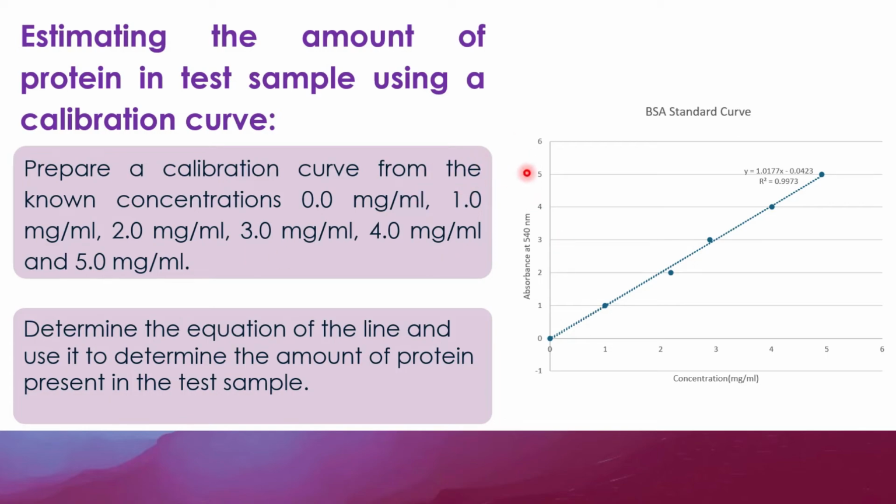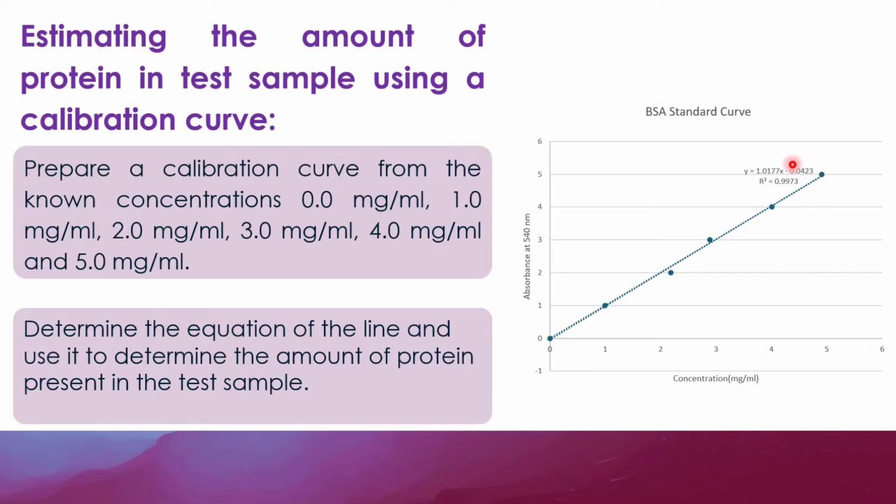After doing this, we plot the obtained absorbance values against the known concentration. As we can see from this calibration curve, these are the absorbance values that were obtained for each of the concentrations. The calibration curve is a graph of absorbance on the y-axis against the known concentration on the x-axis. The next important thing to do is to determine the equation of the line and use it to determine the amount of protein present in the test sample.